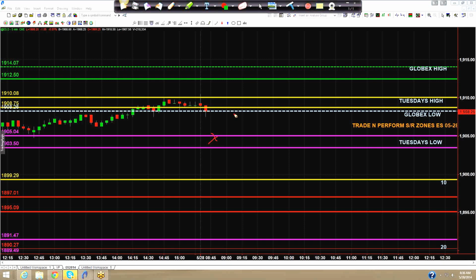At 1908 and a quarter. Okay, it's important that we stay below. And right now, this could simply end up being a reverse trap, right? Where they're going to take it, close on the high, and push back higher.